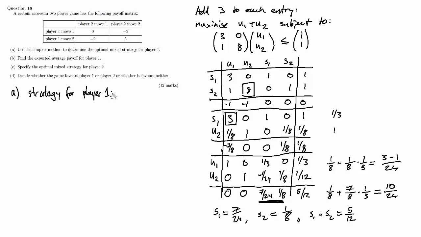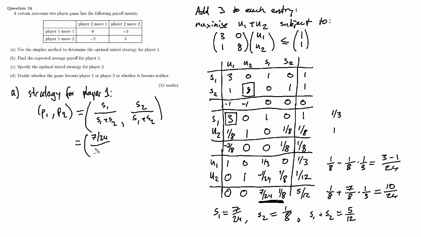The strategy for player 1 is the points P1 and P2, where P1 is S1 over S1 plus S2, and P2 is S2 over S1 plus S2. So calculating this, it's 7/24 over 5/12 and 1/8 over 5/12, which is 7/10 and 3/10.